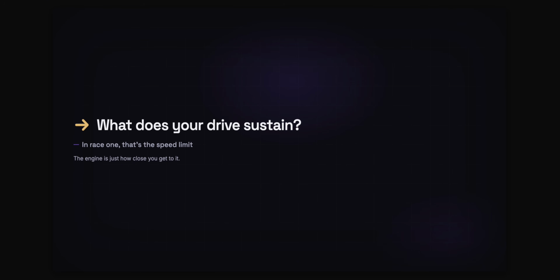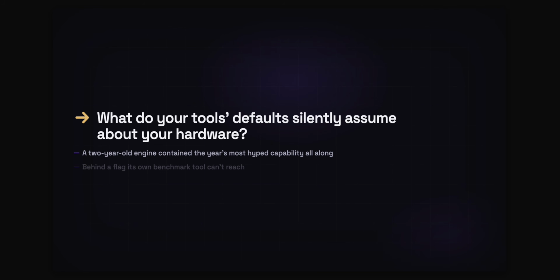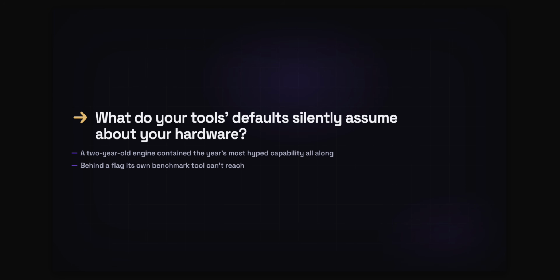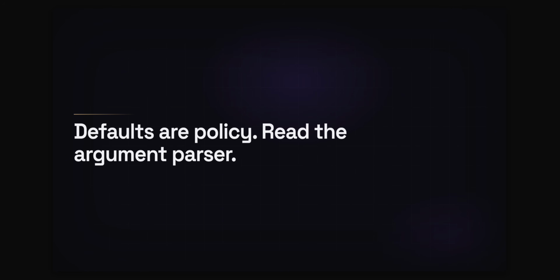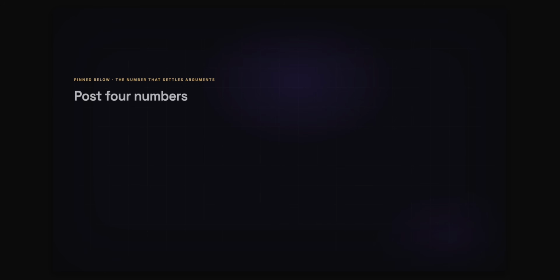So here's my question, and I'll pin it below, because it's the number that settles arguments and nobody posts it. Your engine, your drive's sequential read speed, and 2 measurements, generation tokens per second and long prompt tokens per second. All 4 together, or it's 1 race and half a story. A comment section full of 4-number reports would be worth more than every screenshot in this week's argument combined.